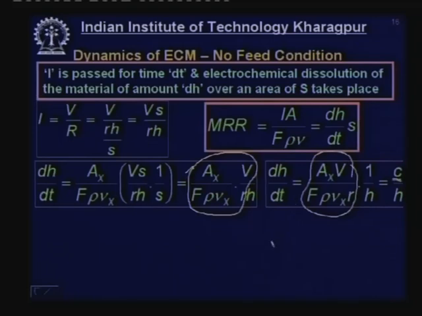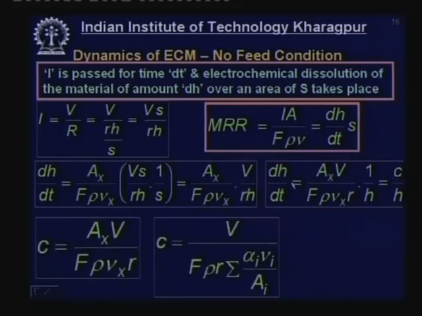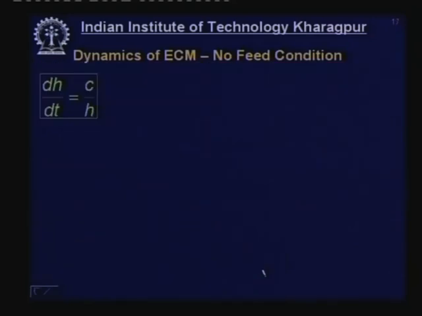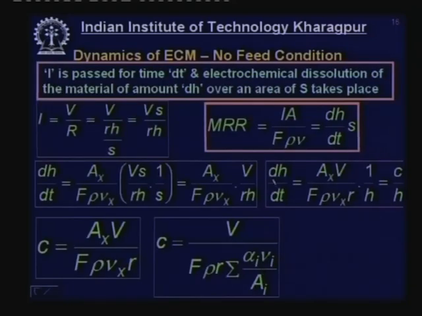We can say this constant is C. So, your dH by dt becomes C upon H. So, dH by dt becomes a function of H, and it is an inverse function. This is the value of C, and for an alloy the value of C can be written like this. This was for a particular element and this is for an alloy composition. Now, let us try to integrate this equation to see what happens. I need to integrate to see how H changes with time.